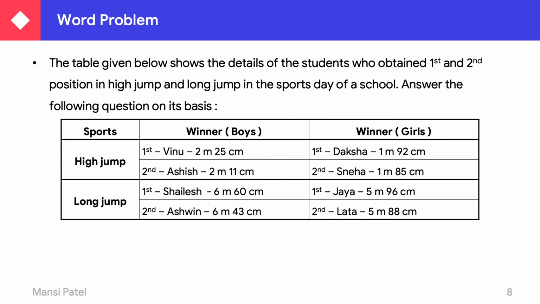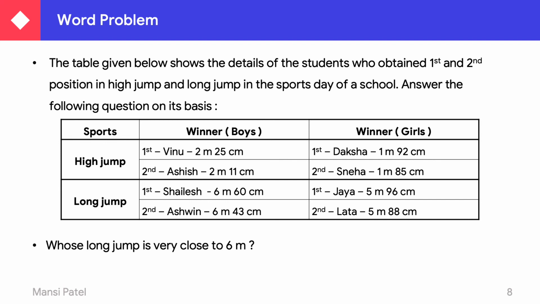So in this, below the sport, two activities are there: high jump and long jump. After that, they have given the winners of boys with their measurements, and after that the winners of girls with their measurements. So your first question: whose long jump is very close to 6 meter? In this you have to see long jump only.